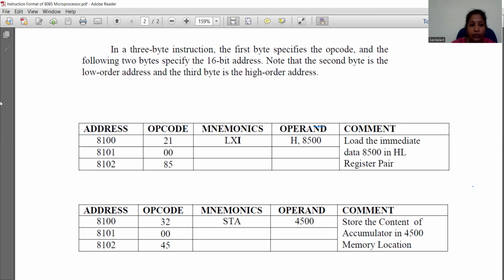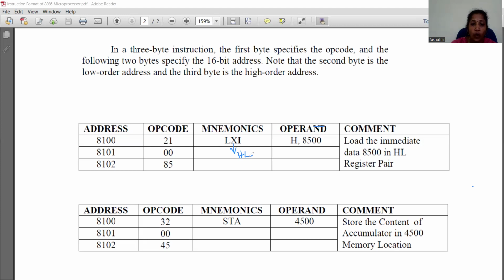Already we know what X is. L stands for load. X is register pair, so it is not the H register, it is the HL register pair. In one register, we can store 8 bits. In the register pair, that is the HL register pair, we'll be storing 16 bits. A register can store only 8 bits, and similarly, a register pair can store 16 bits. So the meaning of LXI H, 8500 is load the immediate data 8500 in the HL register pair.